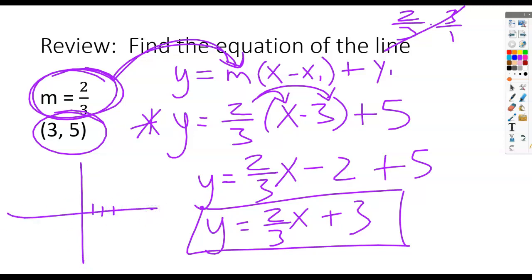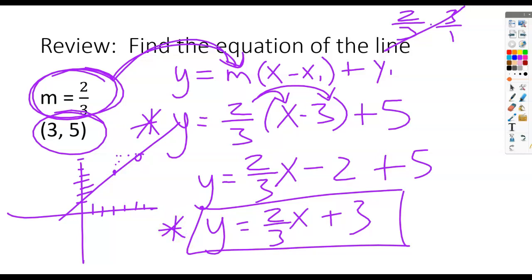So (3, 5), there's the point (3, 5). 2/3 would be up 2 over 3. So rise 2, run 3, put another dot. That's my straight line, and that's the equation of that line. That's actually all Algebra 1 stuff.